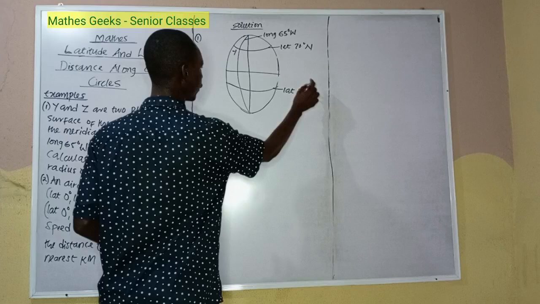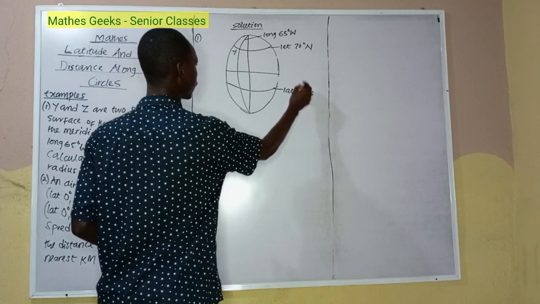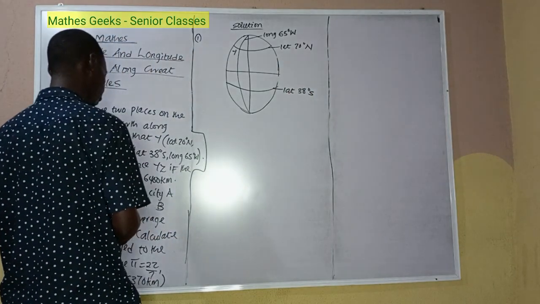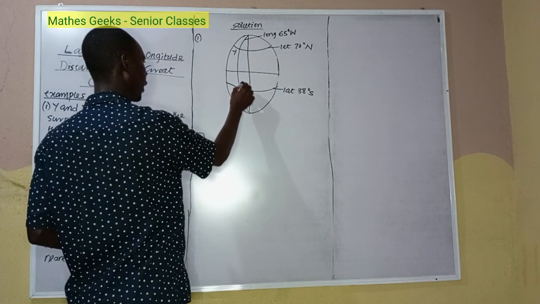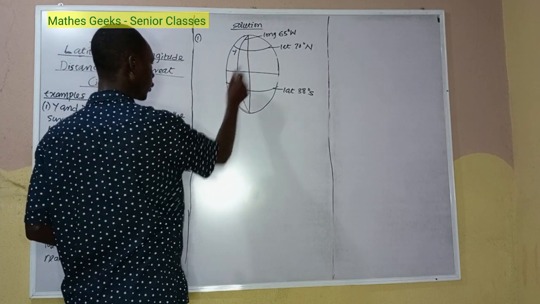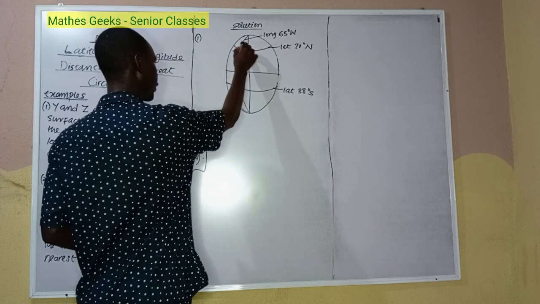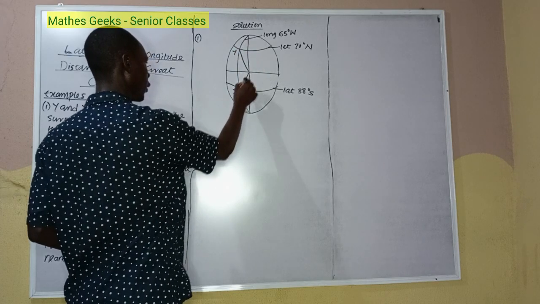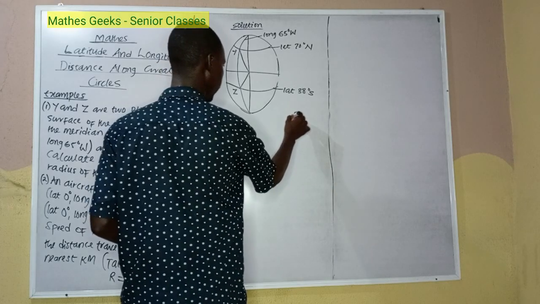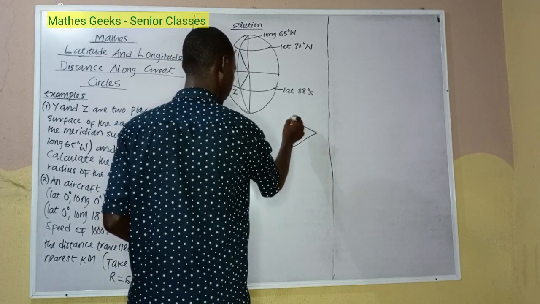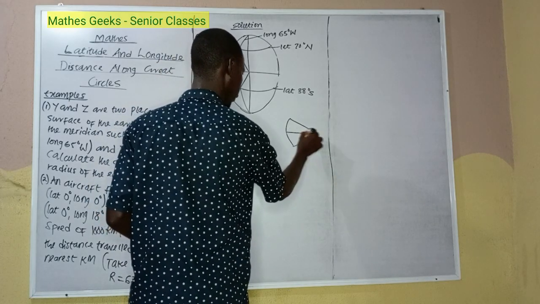38 degrees south, and longitude 65 degrees west. So both points lie on the same line of longitude. So connect both points to the equator. So it's a great circle. Alright. So we have something like this. So this is the equator.